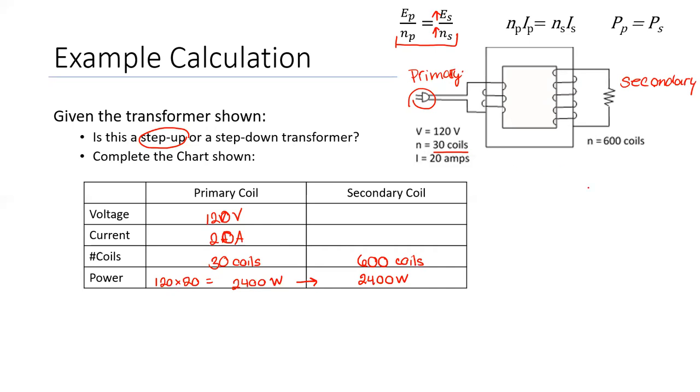How do we figure out the voltage? Let's start with voltage. So we'll use this ratio. 120 volts per 30 coils equals how many volts per 600 coils? So it's a direct relationship. Simply cross multiply and divide. It's 120 times 600 divided by 30. And we will find X equals 2,400 volts.